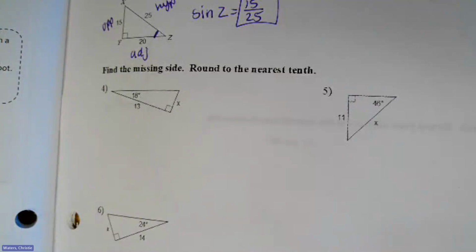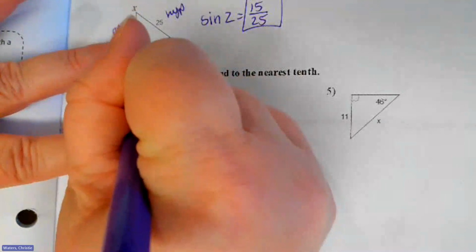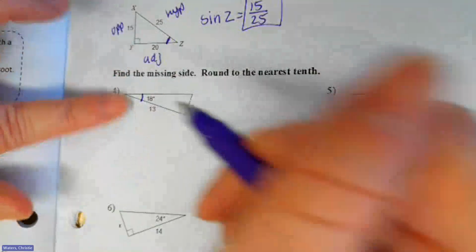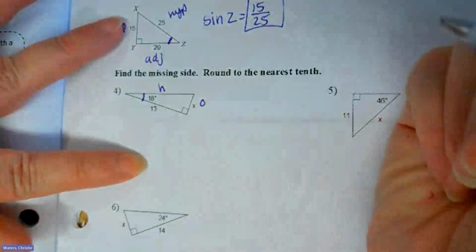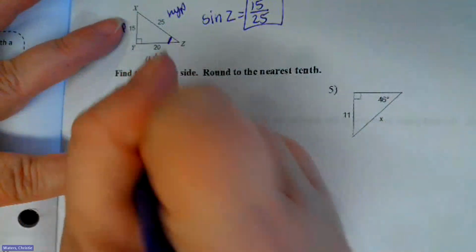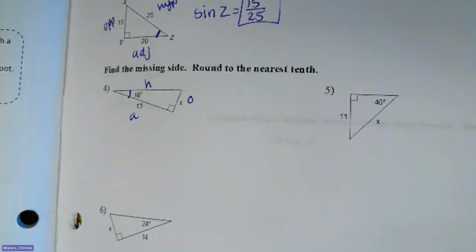So I'm going to go ahead and start by labeling opposite, adjacent, and hypotenuse on my 3 sides. This is my focus angle right here, which makes this my opposite side. Here's my right angle, so that makes this the hypotenuse. And the third side is the adjacent side.